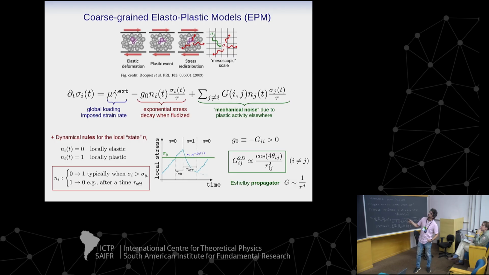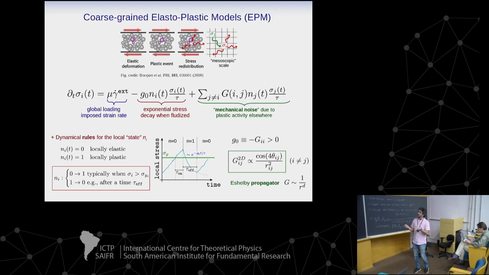equation of motion for each value of the stress on the lattice, on each block of the lattice, a global loading, a term that will make the local stress go down exponentially when the site I gets fluidized, and then this site I is always receiving kicks or mechanical noise from the plastic activity in the rest of the system through the SLB propagator, okay? We complemented this with local rules to say when one site needs to fluidize itself and when it recovers full elasticity that are basically n going from 0 to 1 and then going back from 1 to 0, okay?